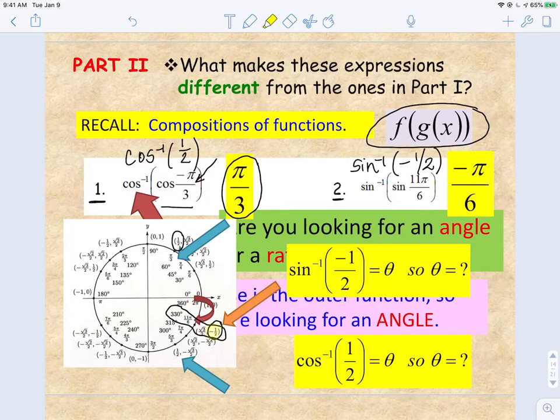over 6. But I'm not going to write the answer as 330 or 11 pi over 6 because that would assume that I went all the way around the circle through the black forest to get to that angle. And that's not what we want to do. We want to start at 0 and work down clockwise and have a negative angle. And that angle occurs at negative pi over 6. So that's where that answer is coming from.